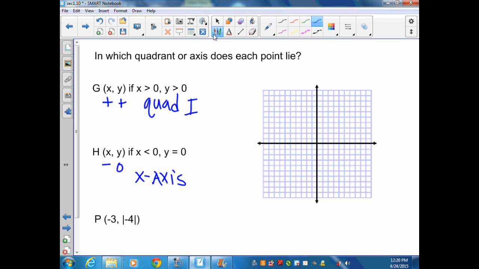And finally, my last ordered pair is point P. Here my x-coordinate is negative. My y-coordinate is the absolute value of -4. And we know the absolute value of -4 is positive 4, so that would be positive. Therefore, my ordered pair would be a negative x-coordinate and a positive y-coordinate. So I would be in quadrant 2.